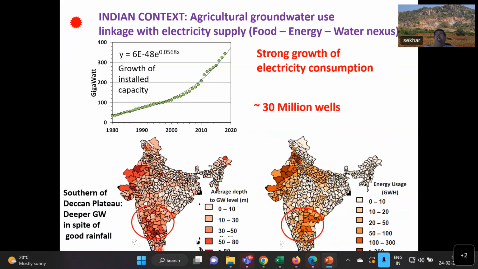So there is an interest here to look at the efficiency of the pump design, the hydrogeology of it, to see what is the best horsepower. There are a lot of things, like smart irrigation rather than wasting the water and wasting the energy. So you can see that where the groundwater levels are deeper, you're producing more, you are requiring more energy use.